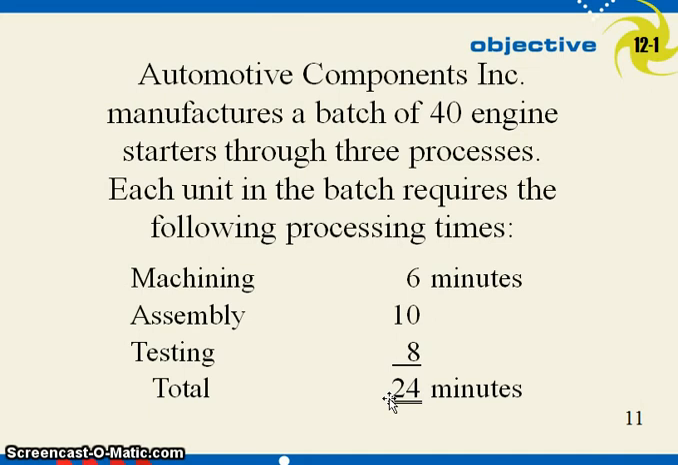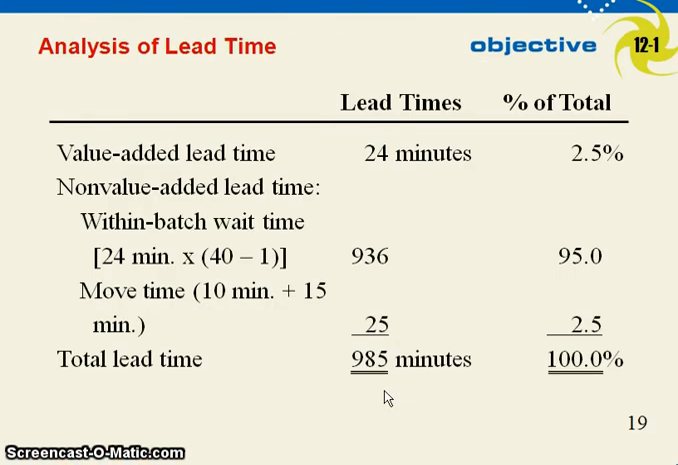So it takes 24 minutes to make one, but because you're in a batch, you have to wait for the other 39 starters to be made before you can move on and be considered completed. That time is going to be non-value added time. So you've got 39 starters, each taking 24 minutes apiece. That's all non-value added time. And that's where you come up with this calculation here.